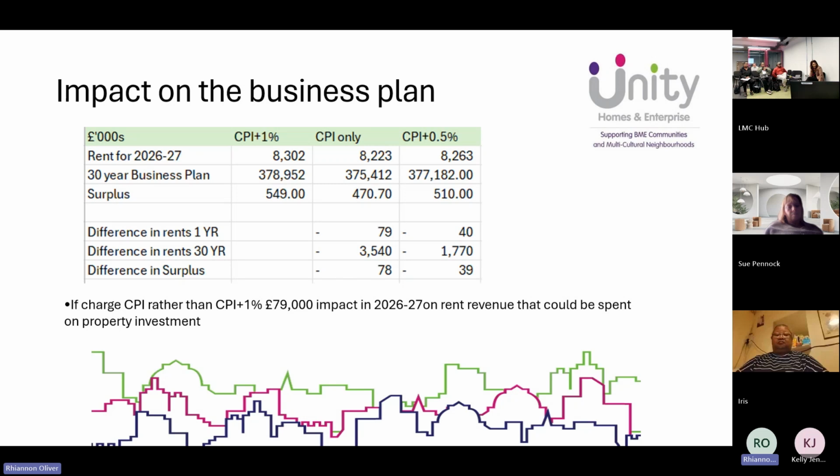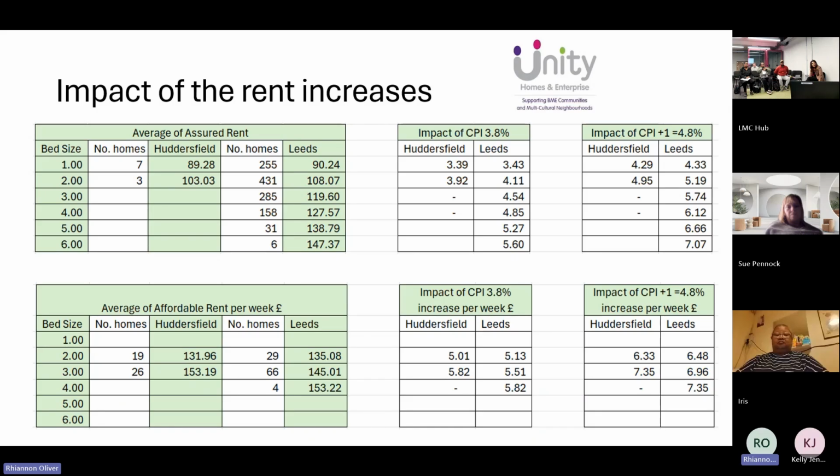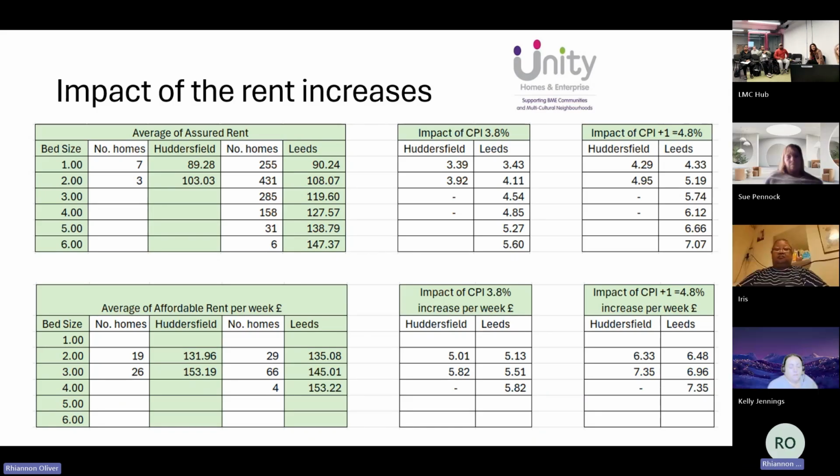Which we said is about £1 increase, did we say? No, so about £1 difference. If we have the CPI plus one, the increase will be, say, on an average 3-bed, about £5.70 a week increase. Okay. But it's about £1 difference to say just CPI. Yeah.